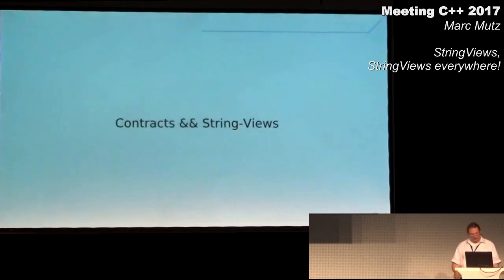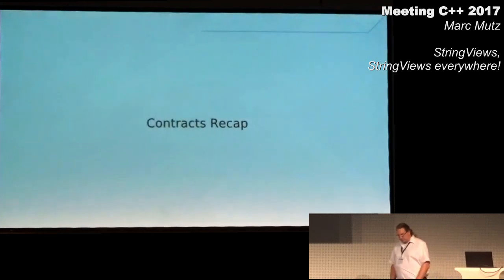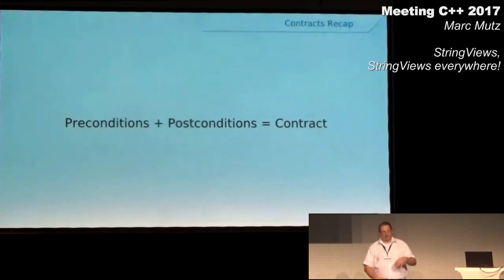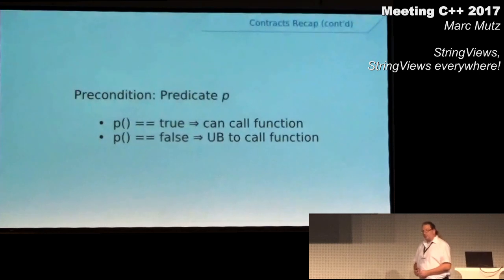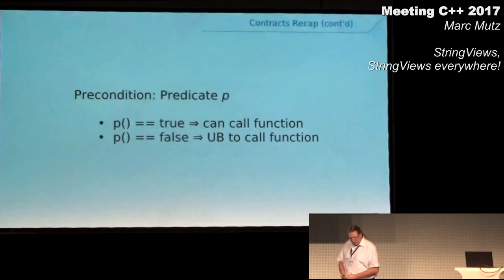So, last point, contracts and string views. What's a contract? A contract is a set of preconditions and a set of postconditions. Some people will kill me now, but for this talk, this is sufficient depth. And actually, we're only interested in the preconditions. What is a precondition? A precondition is a predicate that you can formulate, usually only in prose and not in the actual language. If that predicate is true, you're allowed to call the function.